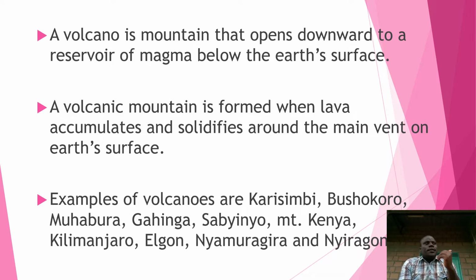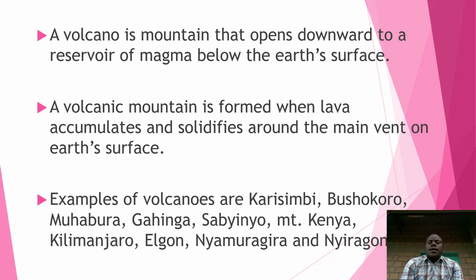Remember, when these molten materials are still under the Earth layers or within the Earth layers, we call it magma. But when they are exposed on Earth's surface, they become lava. So in short, when this lava piles around the vent and keeps on accumulating, it finally builds a highland called a volcano. We have many examples of volcanic highlands.